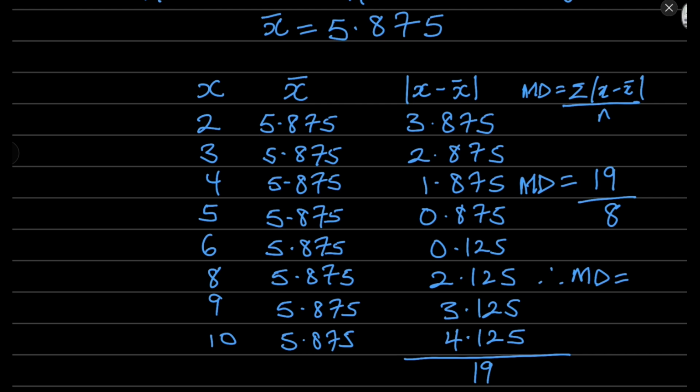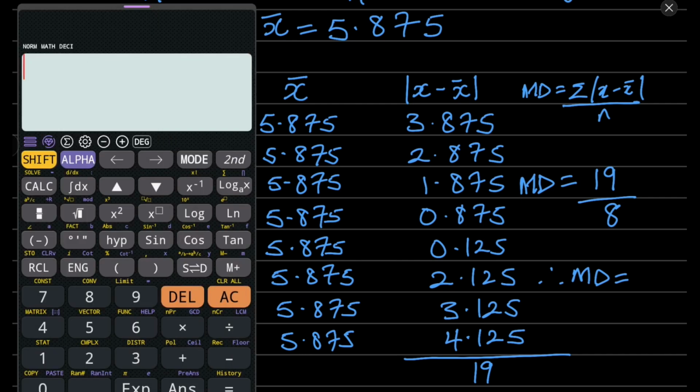Bring back our calculator. 19 divided by 8, which means our mean deviation is 2.375. As easy as that. I'll see you in the next video.